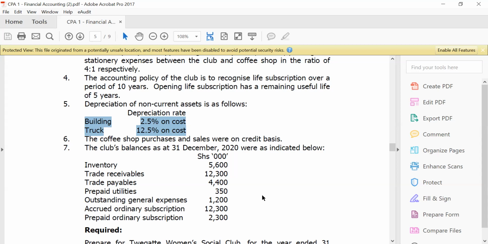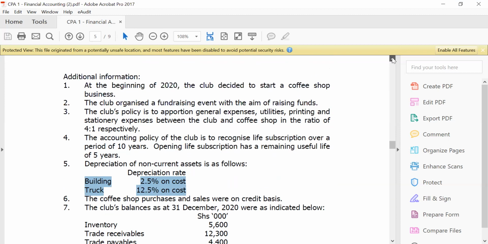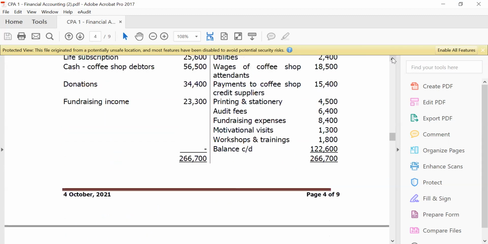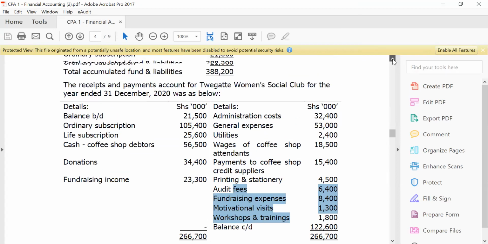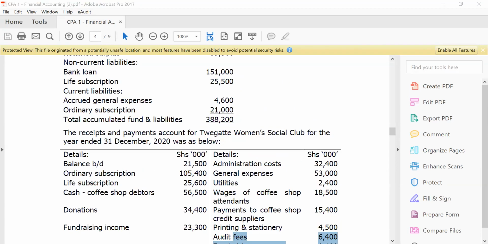If that is the case, and we don't see any other expense, because other expenses would definitely be in the receipts and payments. And we looked through, we said printing and stationery, we already distributed it. We said audit fees, fundraising expense, motivational fees, workshop and trainings. These relate to the whole club as a whole. And they don't relate to the coffee shop as an individual, okay? So that is very, very important.